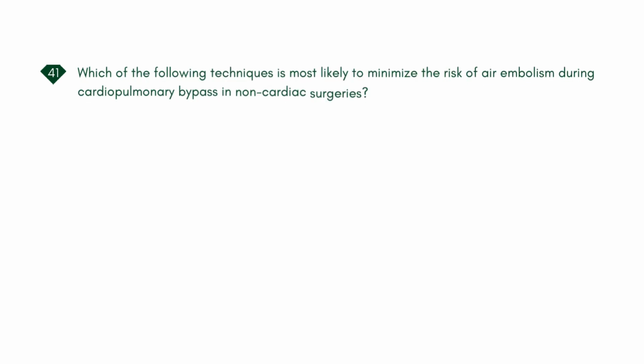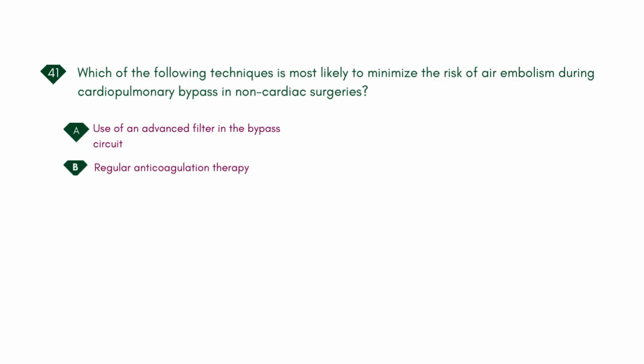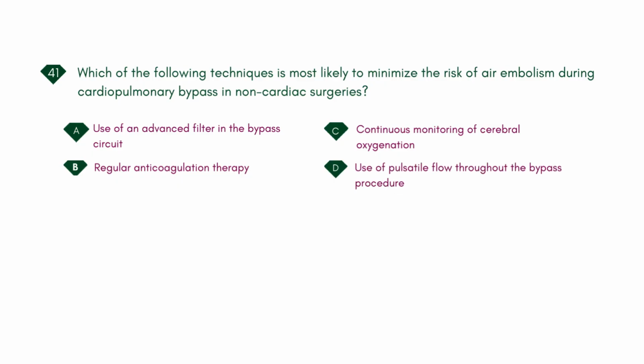Which of the following techniques is most likely to minimize the risk of air embolism during cardiopulmonary bypass in non-cardiac surgeries? A. Use of an advanced filter in the bypass circuit. B. Regular anticoagulation therapy. C. Continuous monitoring of cerebral oxygenation. D. Use of pulsatile flow throughout the bypass procedure. Answer: A. Use of an advanced filter in the bypass circuit.